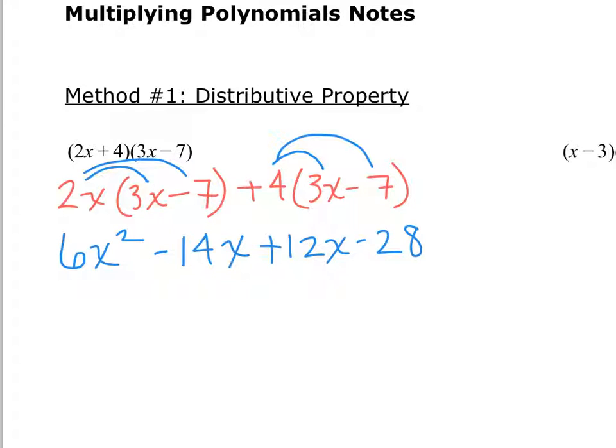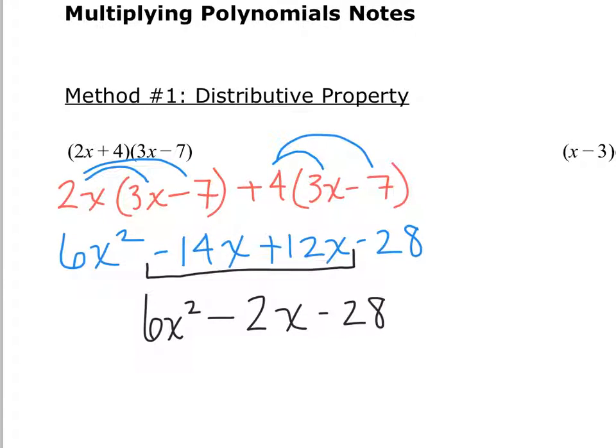Do I have any like terms to combine? Negative 14x and 12x, right? So what is negative 14 plus 12? Negative 2. Negative 2x. Good teamwork. And I'm going to bring down my first and last terms. That is your answer.